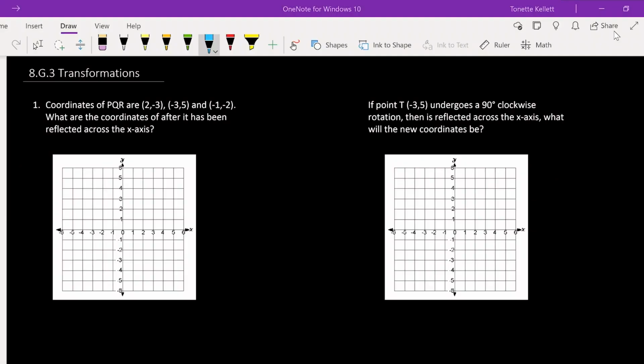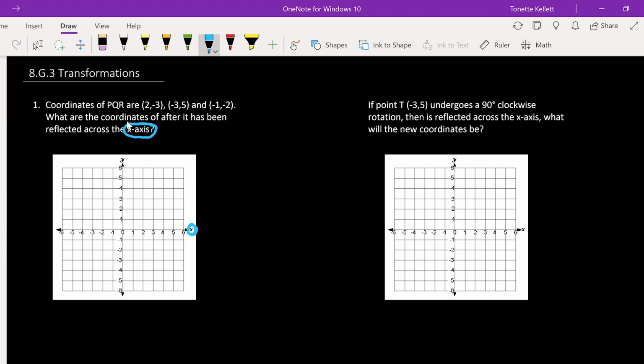This is 8G3 transformations. Let's take a look at these two problems and then we'll fill in our notes as we go. Number one, the coordinates of PQR, it's got 3 points, so it's a triangle, are 2, -3, that would be P, -3, 5, that would be Q, -1, -2, that would be R. What are the coordinates after it has been reflected across the X axis? Across X.